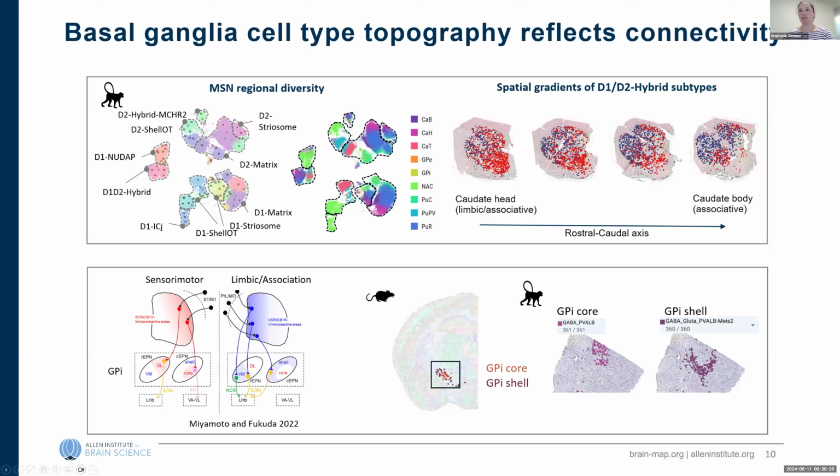And so this sort of richness of understanding cell types in space is, I think, a key aspect of this part of the atlasing. Similarly, we can link cell types to their connectivity and their function. Two very distinct cell types, the core and shell type of the globus pallidus internal segment, show remarkable compartmentalization in this structure that is directly linked to their input patterns from different cortical areas.